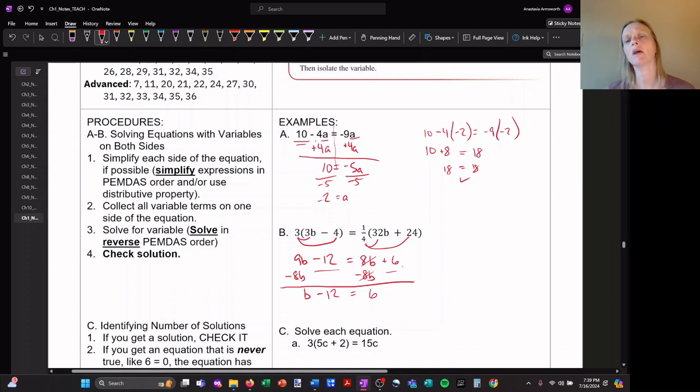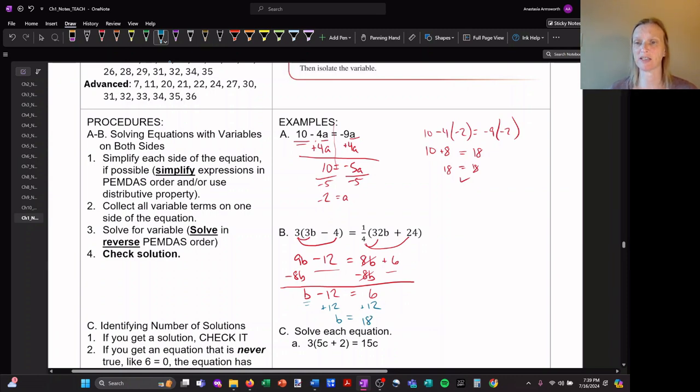As you get more accustomed to these problems, it would actually be okay to do multiple addition or subtraction steps at the same time. But when we're first doing these problems, I do find students make fewer mistakes if they do each step one at a time. I'm now going to add 12 to each side of the equation because my goal is to get b all by itself. And so I end up with b equals 18.